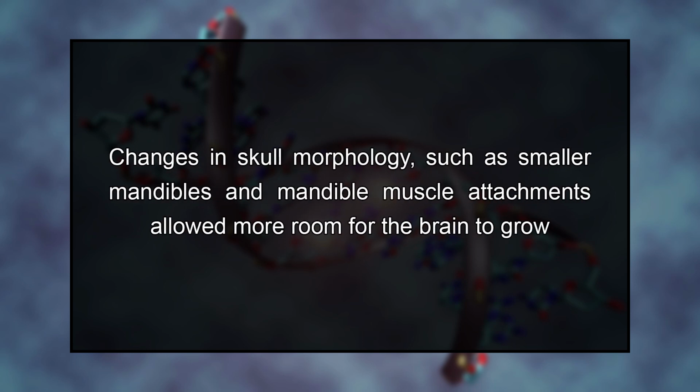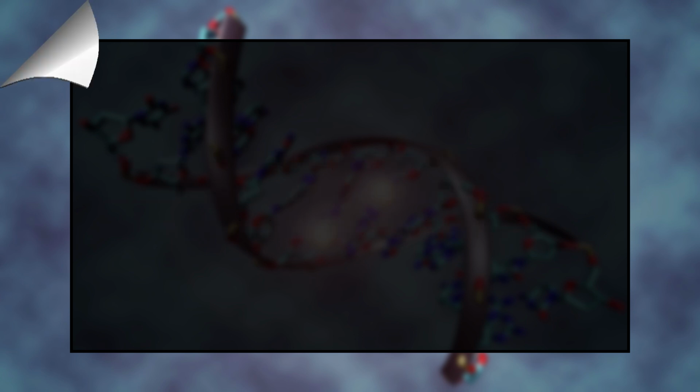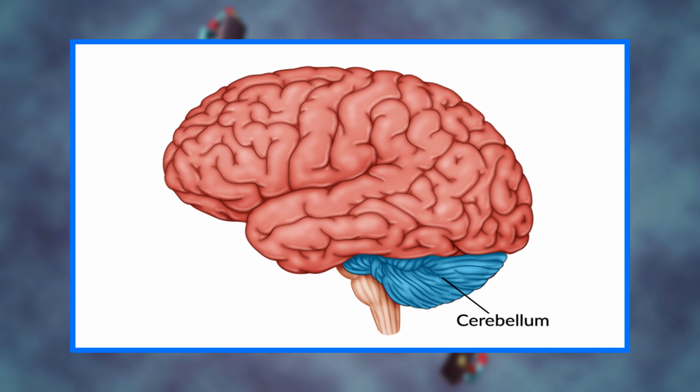Change in skull morphology, such as smaller mandibles and mandible muscle attachments, allowed more room for the brain to grow. The increase in volume of the neocortex also included a rapid increase in size of the cerebellum. Its function has traditionally been associated with balance and fine motor control, but more recently with speech and cognition.